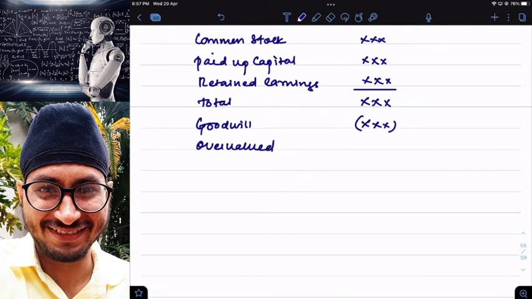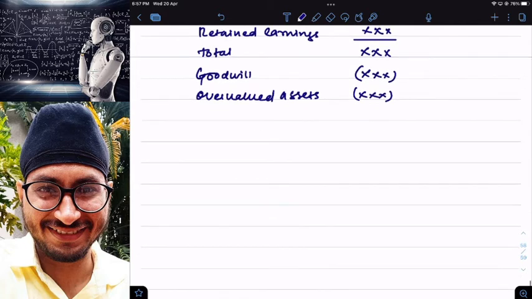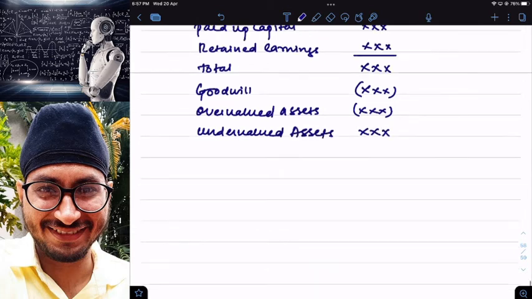Now tell me, overvalued assets, should I add or minus? Overvalued assets I will reduce. And undervalued assets, I will add back. With this, what will I get? I will get the net worth of a business. This is called net worth.